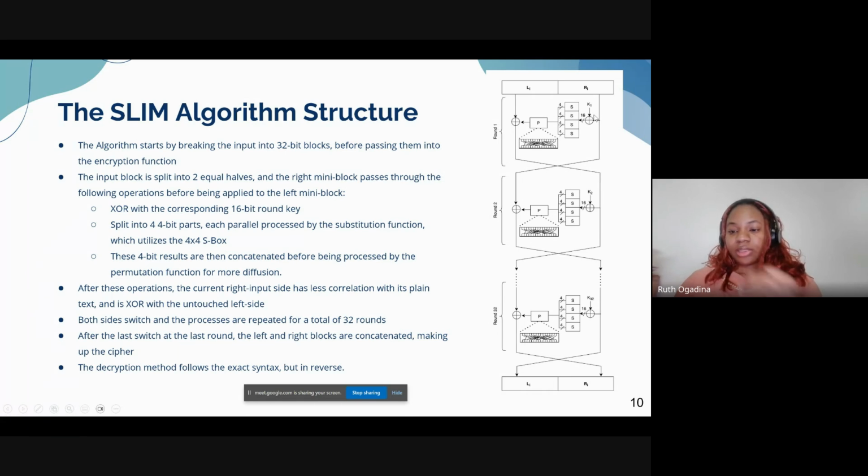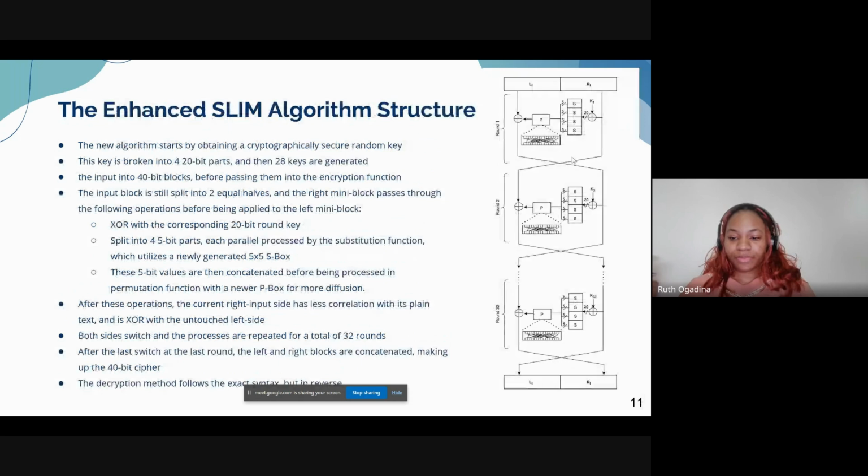And for every single key that was generated in the previously explained key generation process, there are 32 rounds that that particular key is supposed to process. The decryption process is the same, but it just does the same processes in reverse. So this is the structure of my enhanced algorithm.